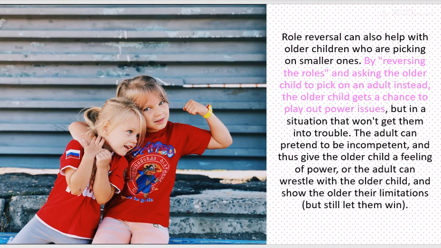Role reversal can also help with older children who are picking on smaller ones. By reversing the roles and asking the older child to pick on an adult instead of the younger child, they get a chance to play out the power issues, but in a situation that won't get them in trouble. The adults can pretend to be incompetent and thus give the older child a feeling of power. Or the adult can wrestle with the older children and show them their limitations, but still let them win.